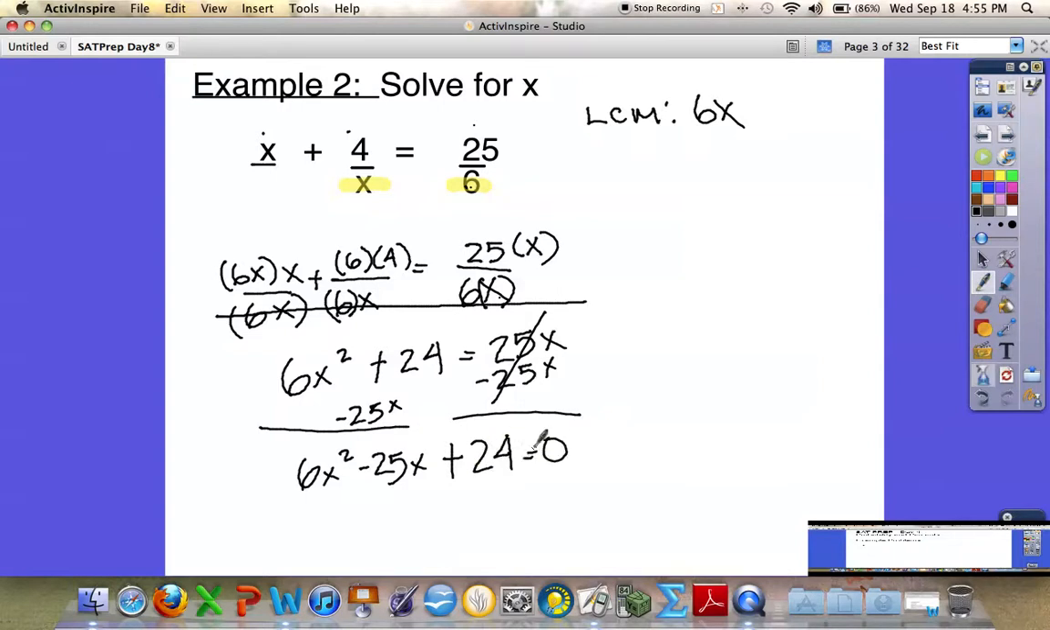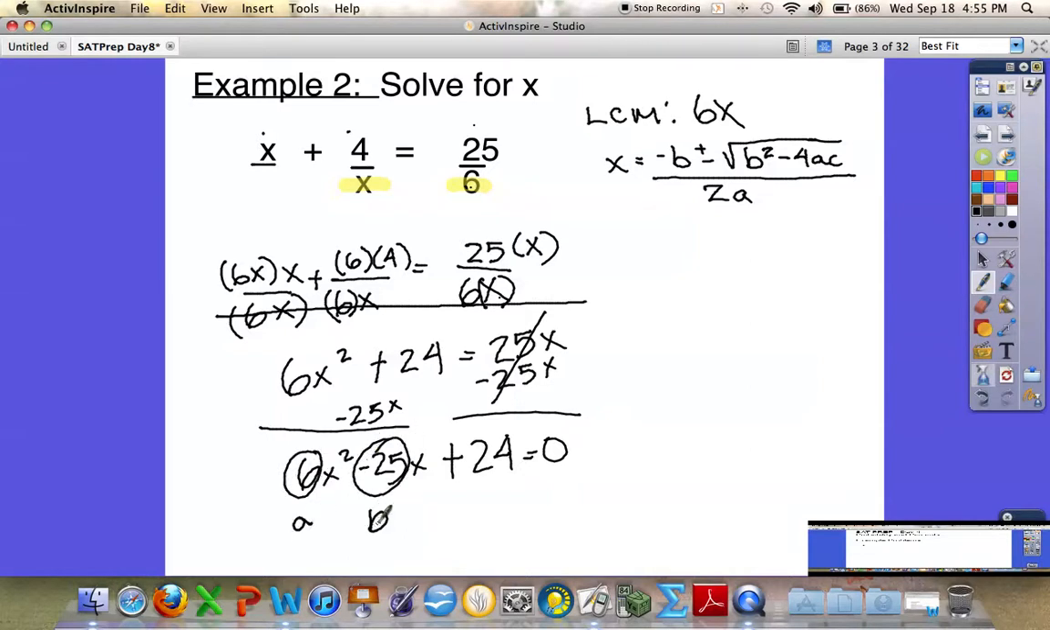That can be solved using the quadratic formula. x equals negative b plus or minus the square root of b squared minus 4ac all over 2a. This is my a value. This is my b value, and this is my c value.